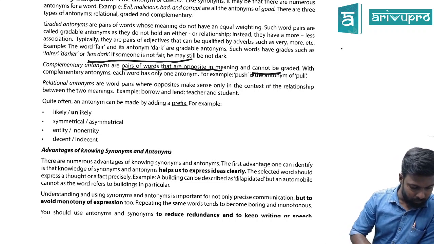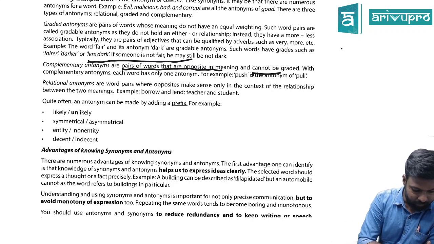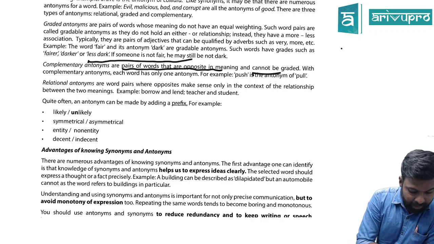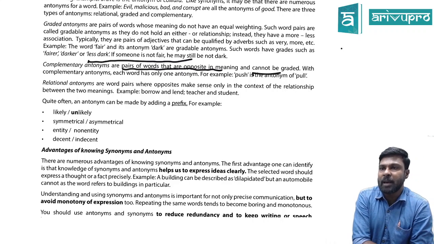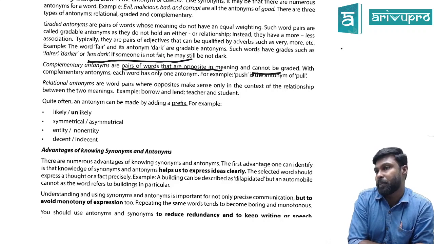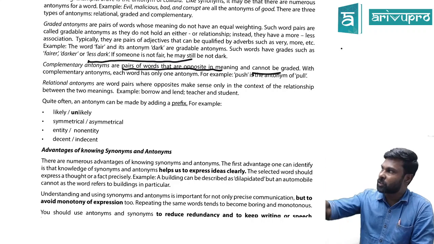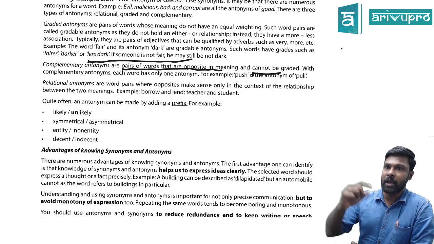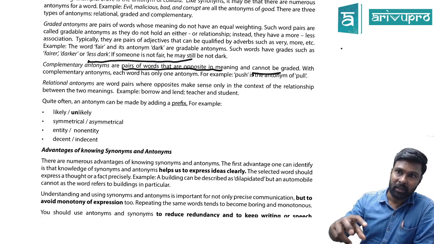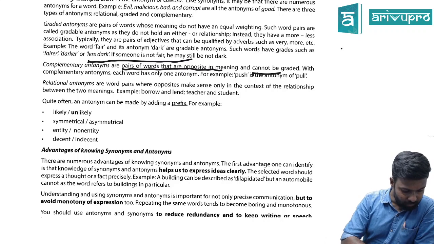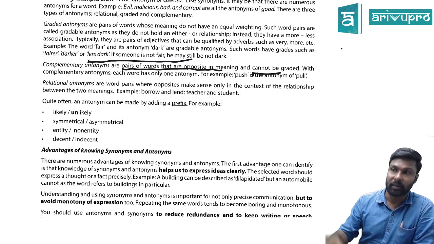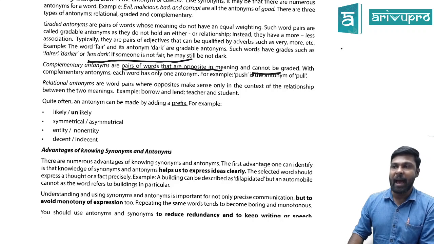Now, look at the next one. The last one in this next paragraph. Such words have grades such as fairer, darker, or less dark. For example, if I want to communicate something to you and I want to make sure that you understand it appropriately, rather than saying, look at the dark picture, if there are three different pictures that are dark, then I should make it very specific by saying the one that is fairer, the one that is less dark, or the one that is darker. So these are also antonyms, so to speak.